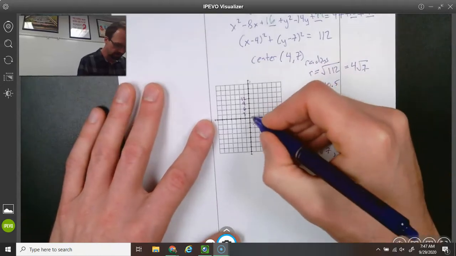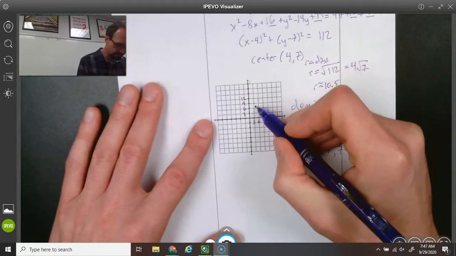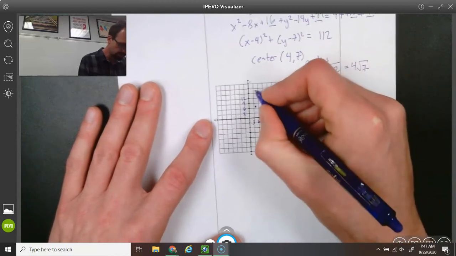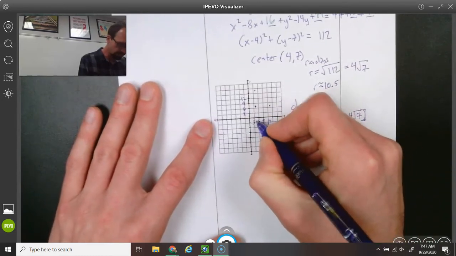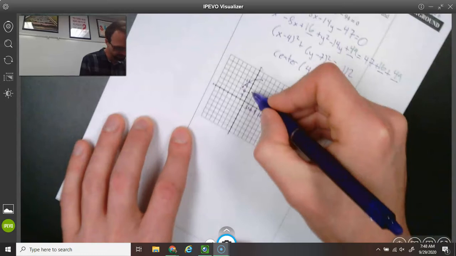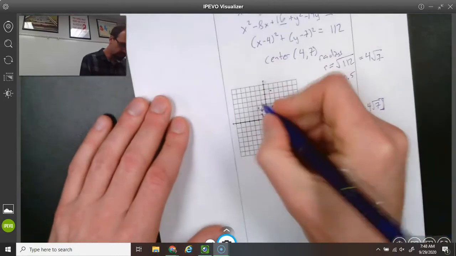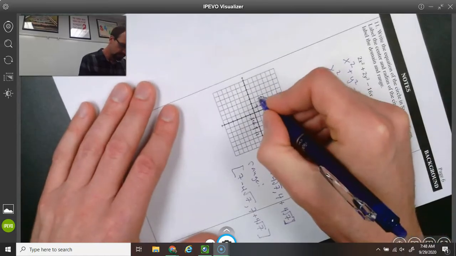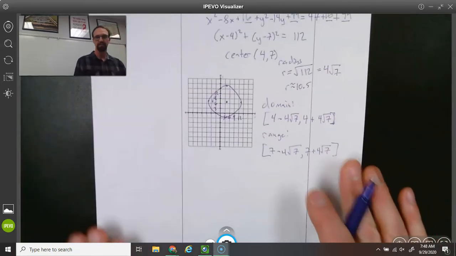All right, so 4, 7. It's going to be somewhere around here. And then if I go square root of 10, that's going to be a little bit past 3 units. 1, 2, 3 here. 1, 2, 3 here. All right. Know that this doesn't look 100% perfect, especially if you don't put it in the right spot. Erasable pen for the win. There we go. So there's my circle. There's the graph, domain, and range.